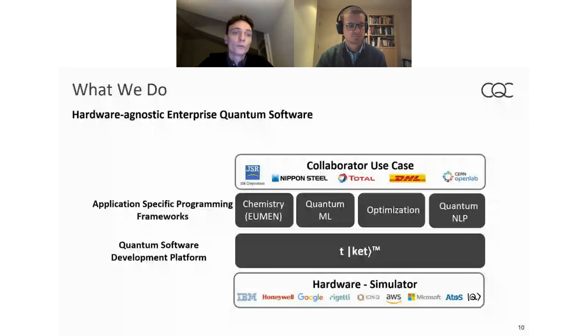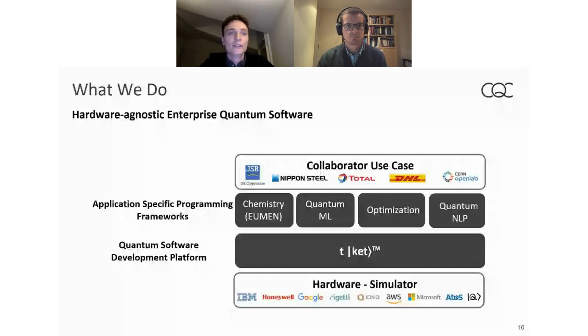So speaking of software, this is exactly what we do here at Cambridge Quantum Computing. A very brief history: we were established back in 2014. We now have over 120 people. That includes 80 scientists, 40 plus PhDs, and we're spread across the globe in the UK, Europe, US, Japan, and Asia too. So what we do is we develop hardware agnostic enterprise quantum software for NISQ devices, and we work towards a scalable quantum advantage. Our software is split into two categories. One is our quantum software development platform called Ticket.